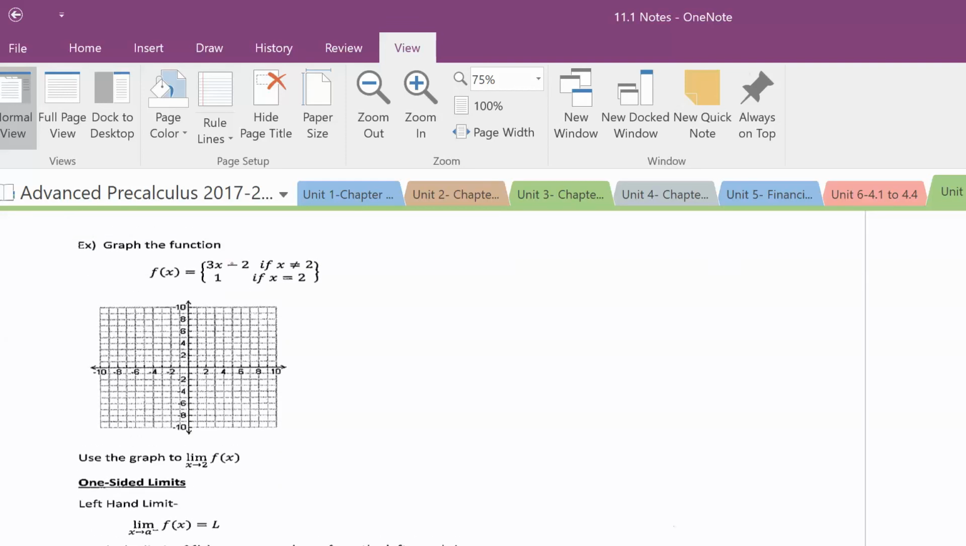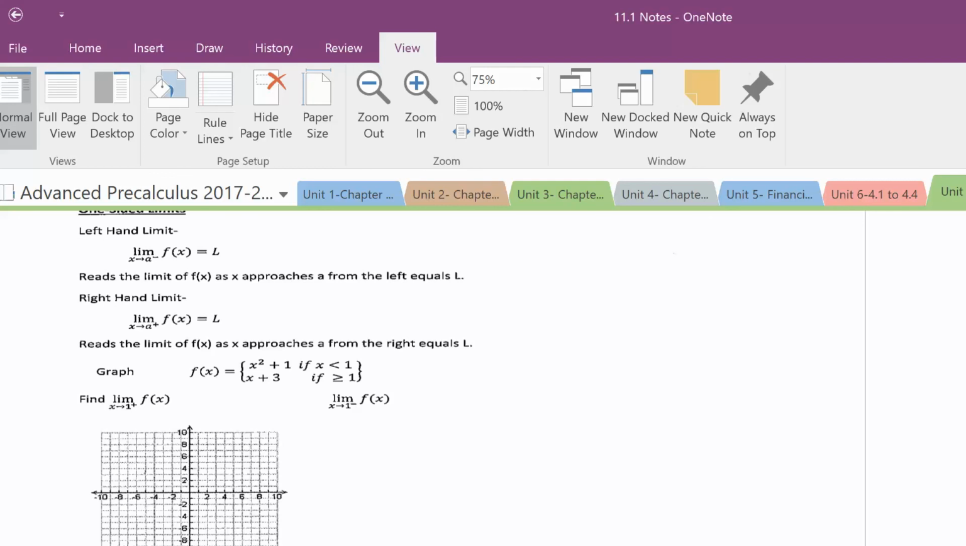We'll graph it. If x is not equal to 2, it's 3x minus 2. So we start at negative 2 and go up 3 over 1. 3 times 2 is 6, minus 2 is 4. So at 2, 4, there's a hole. Up 3 over 1. So we graph our piecewise function, and if x equals 2, it's 1. So there's a dot at x equals 2, y equals 1. So the limit as x approaches 2 of the function is 4. If I were to say what's f of 2, it would equal 1.